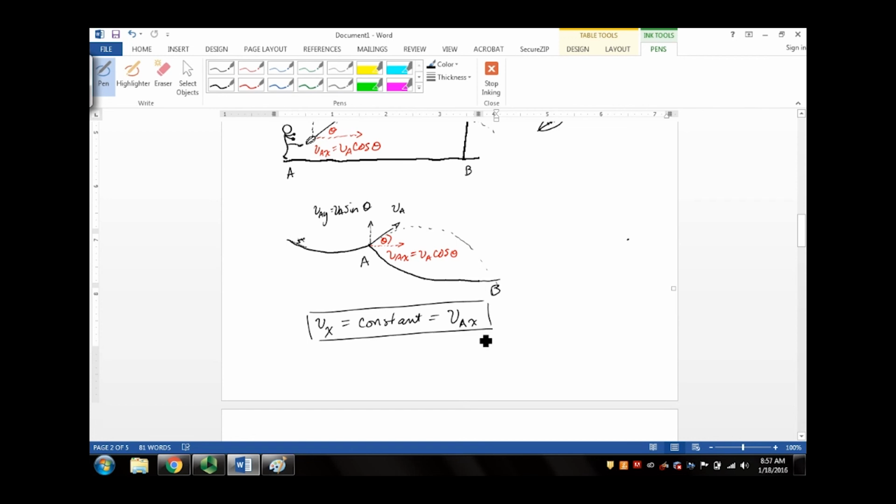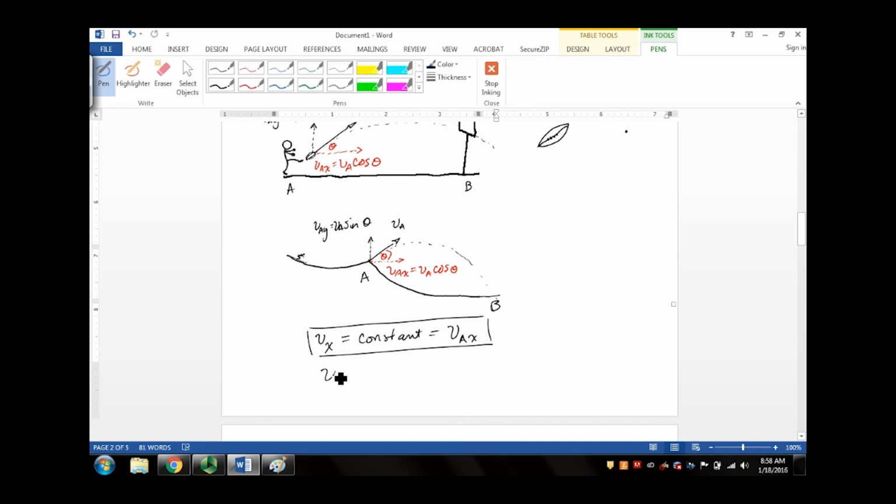So what about the y direction? The velocity in the y direction will change. That's because there are effects of gravity. Effects of gravity are always present. Therefore, velocity in the y will change.